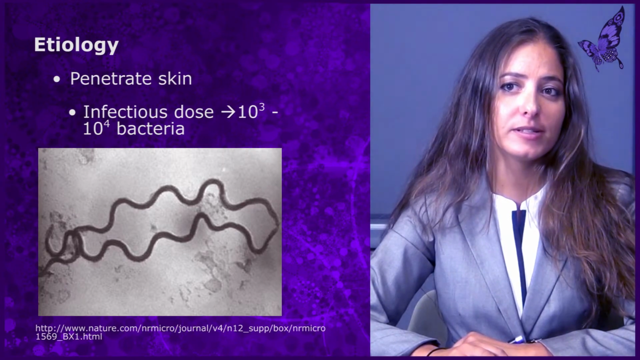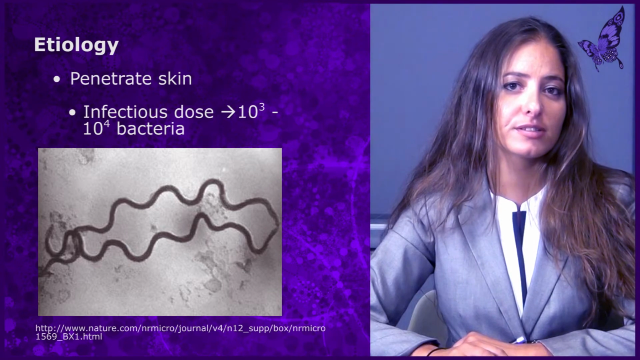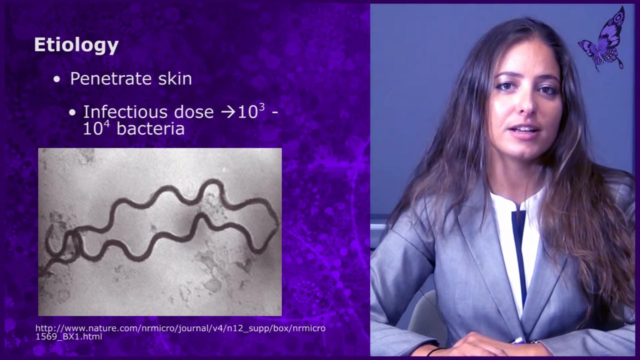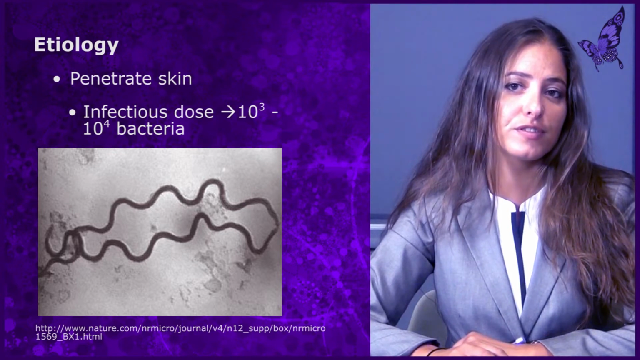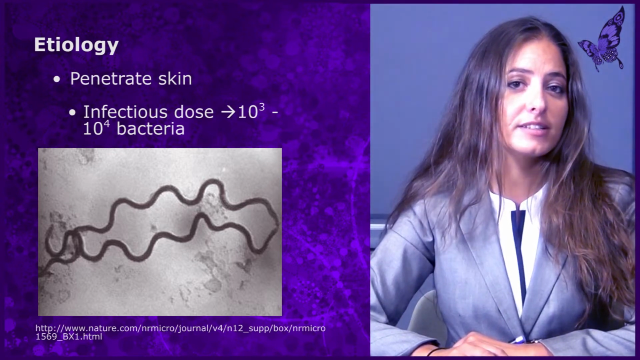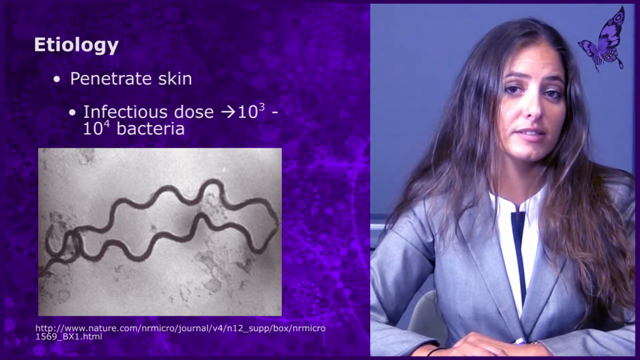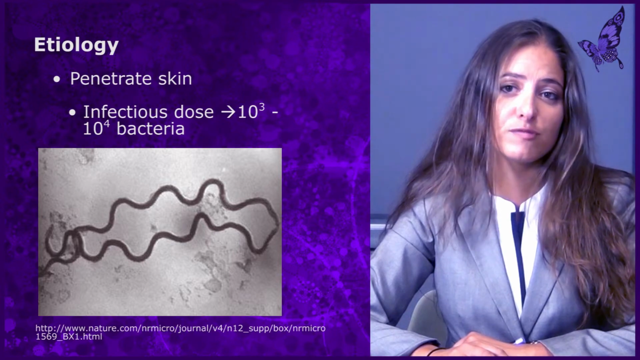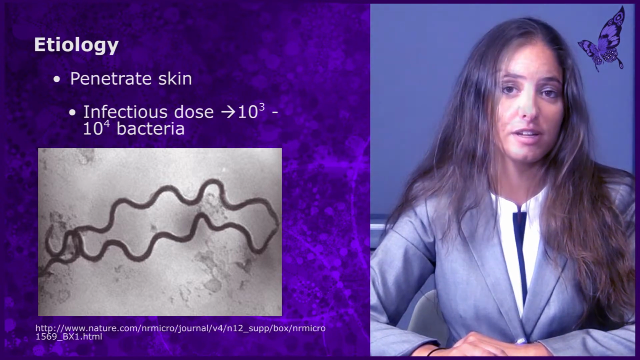Treponemes penetrate human skin and move through epithelial cells via tight junctions. These bacteria then attach to fibronectin-coated surfaces on the extracellular surface of human cells. Once inside the host, the bacteria disseminate quickly, reaching the lymph nodes within minutes. The infectious dose of bacteria is between 10 to the third and 10 to the fourth bacteria.